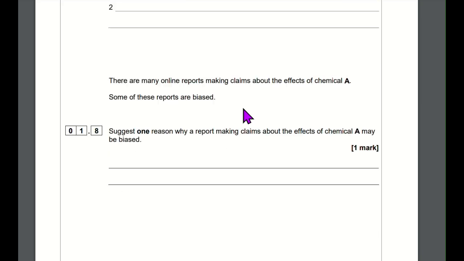Moving on to 1.8, 1 mark here again. Short answer. Suggest 1 reason why a report making claims about the effects of chemical A may be biased. So go back and read any information that you think might be relevant, but this is going to be recall, so think back to what you may have learned in class. So you may have put something along the lines of the writers may get a financial gain or competitors may suffer a financial loss.